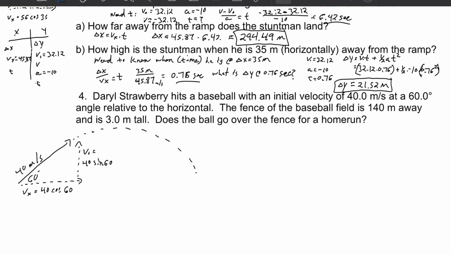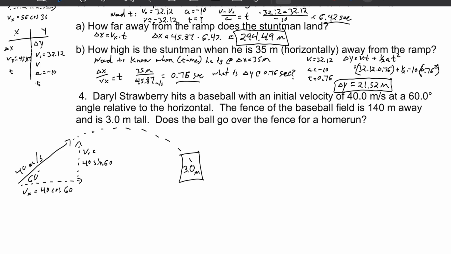So he's hitting the ball towards the fence that's 140 meters away, and it's 3 meters tall. We need to determine if the ball is going to go over the fence, hit the fence, or fall short. Where is it going to be? So you have to do a little problem solving.